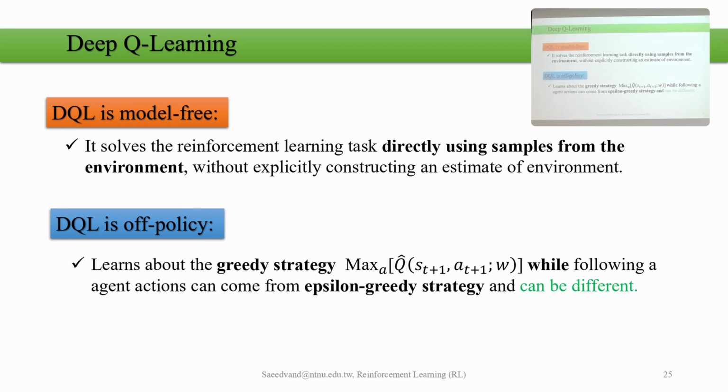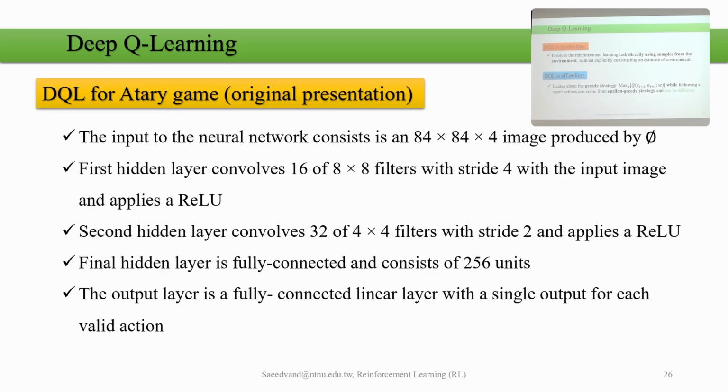Okay? And if you remember, on policy and off policy and all the techniques were just referring to the update of the Q table there, but here it is the network, the training network. So we say deep Q-learning for Atari games, in the original presentation of the paper, used an 84 times 84 times 4 image produced by this setup. So the input state space is considered as this size.